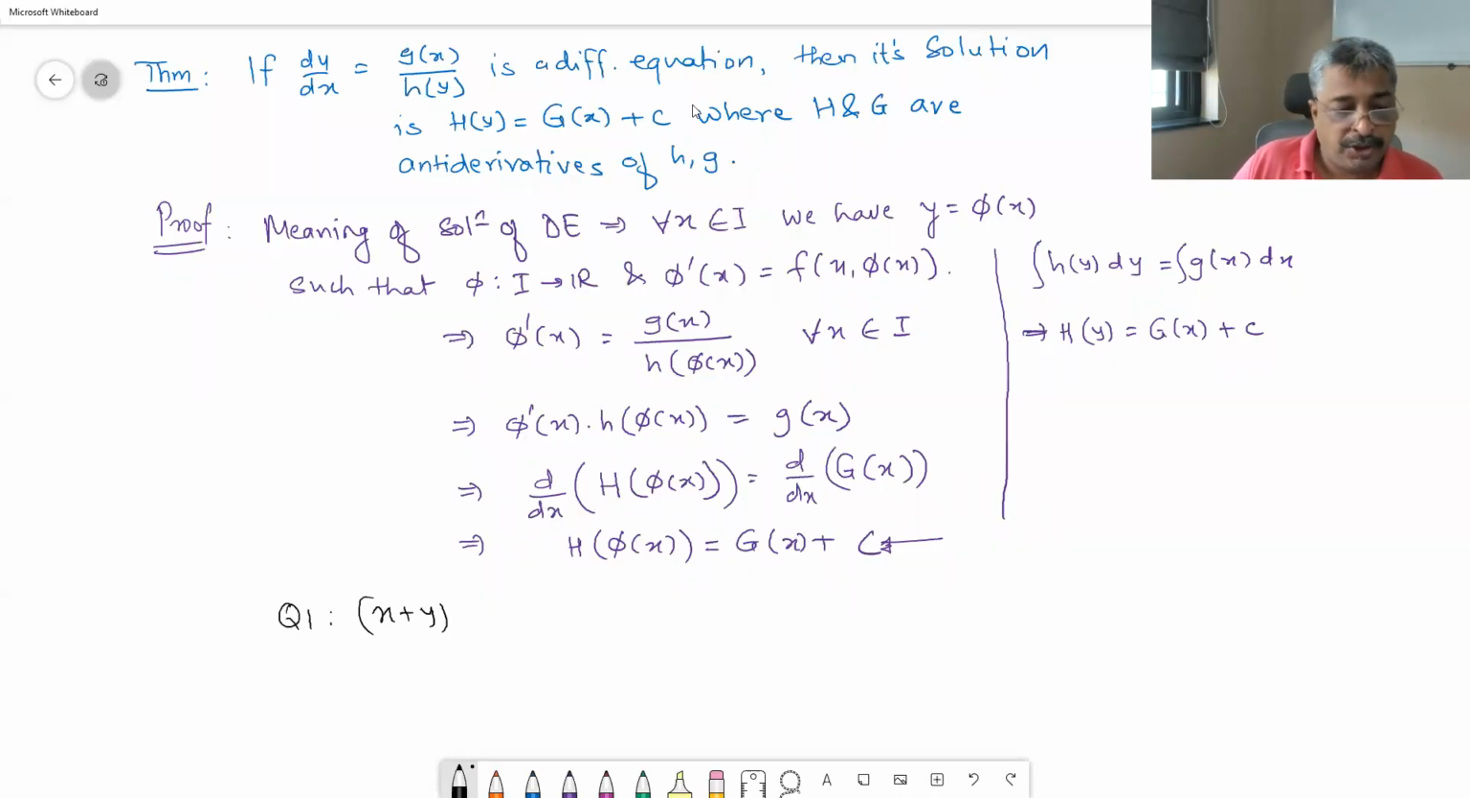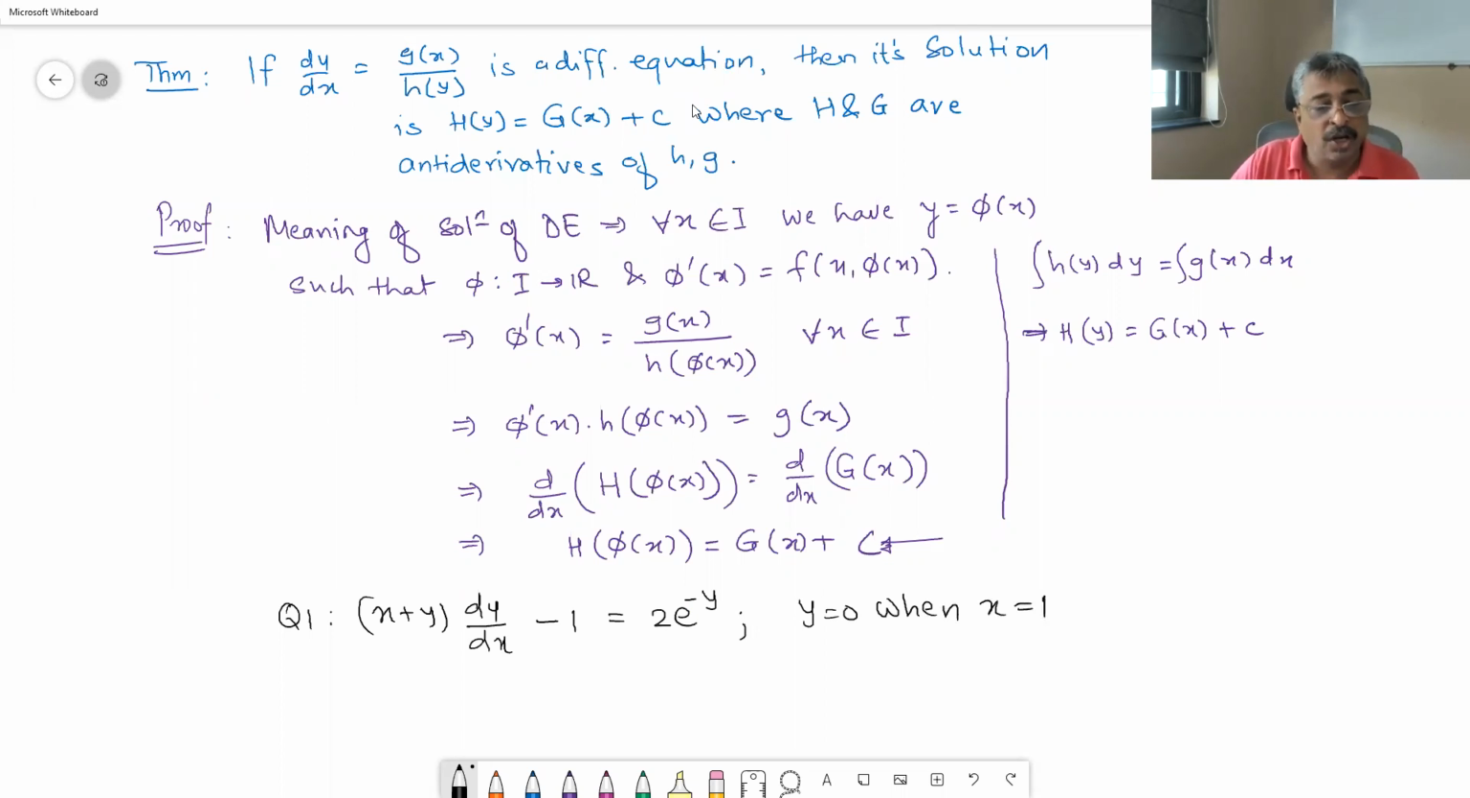First problem, question 1: (x + y) divided by dx minus 1 is equal to 2 e raised to minus y, and y is equal to 0 when x is equal to 1. Solve the differential equation is the heading always. Correction. Students are taking more time, which means I have made some mistake. It has to be x plus 1. Do it again.